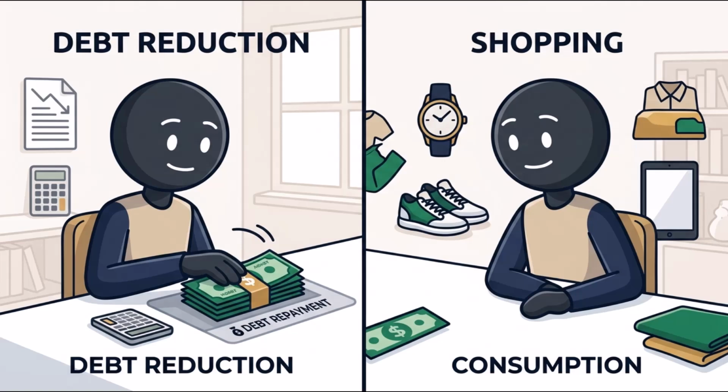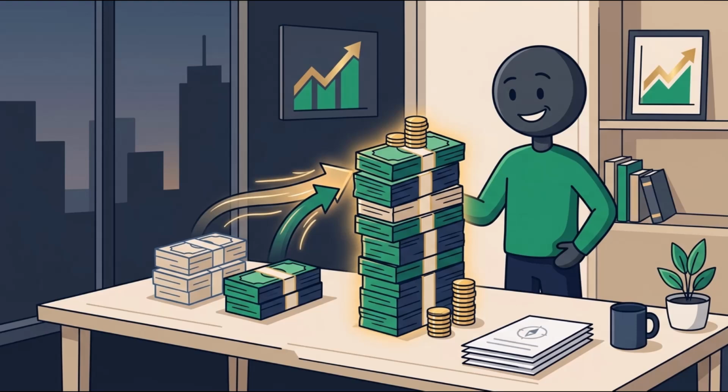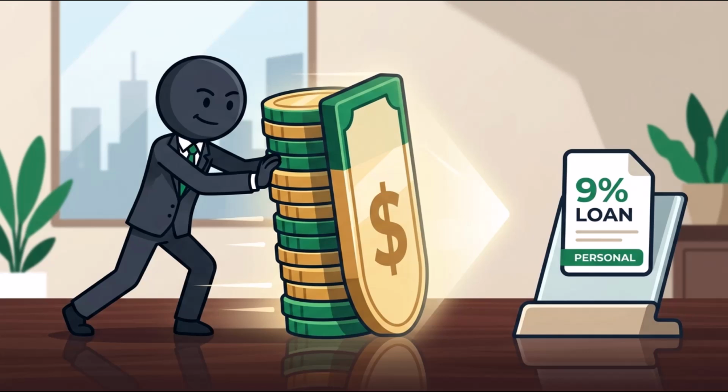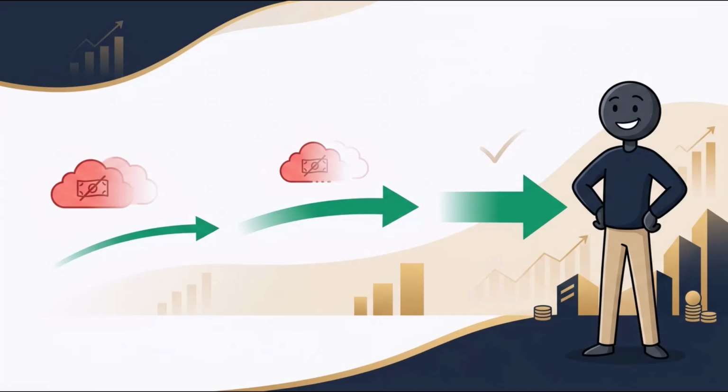The money Alex was paying toward that card does not disappear into his lifestyle. He redirects it toward the 18% card. Now his repayment power becomes larger. After the 18% card is gone, he redirects that money again toward the 9% loan. This creates an avalanche. The payment gets stronger as each debt disappears.